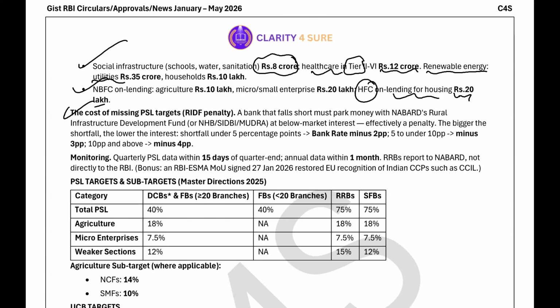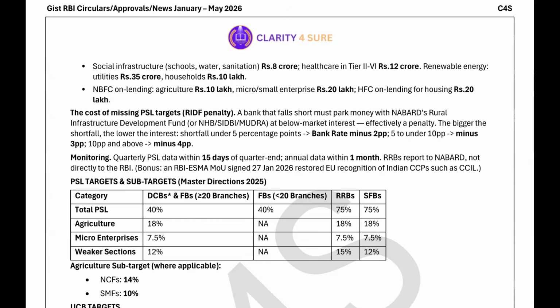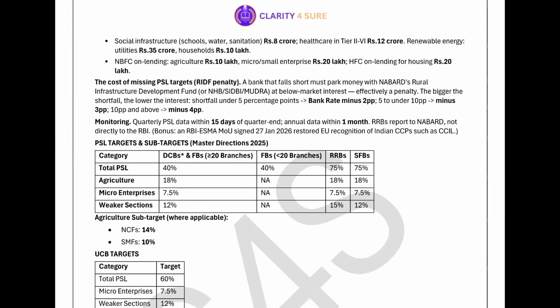The cost of missing the PSL target is what? RIDF penalty. I cannot explain this in great detail. Rewards are given, PSL certificates are given, if banks complete the targets given sector wise. If any bank is not fulfilling the target, then it has two options. One is the RIDF fund, which is the fund of NABARD, right? The bank has to give money to NABARD at a small interest rate, which is a very bad thing for the bank, right? And another is the interbank deposit.